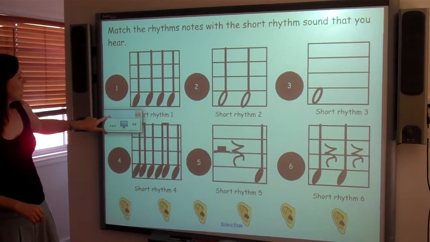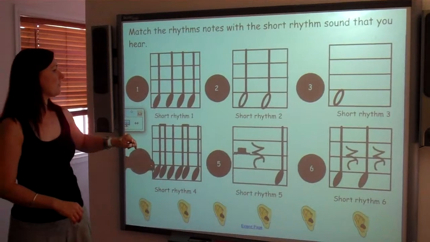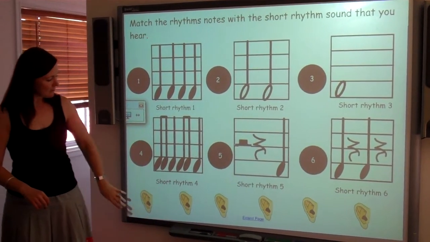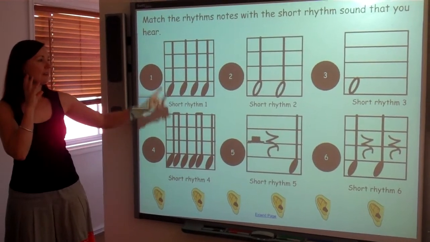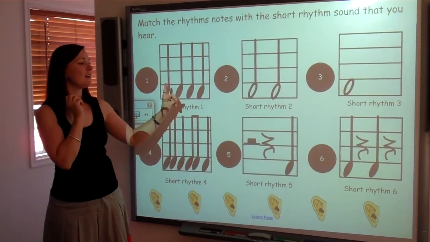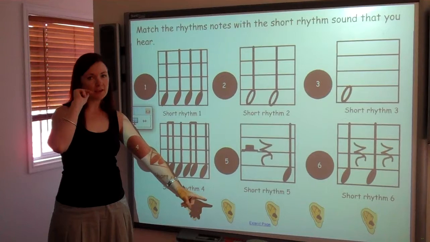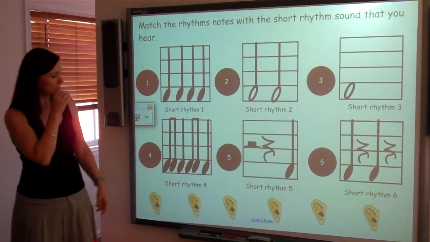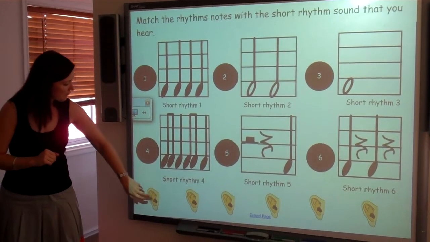Okay, this is a variation on our hearing rhythms. So I've got six short rhythms, and down the bottom we've got some ears, and behind these ears are recorded sounds that are actually these rhythms being played. So I'm asking students to hear and think about what they're hearing and choose which the answer is out of the written rhythms on the board. So if we have a listen to one.